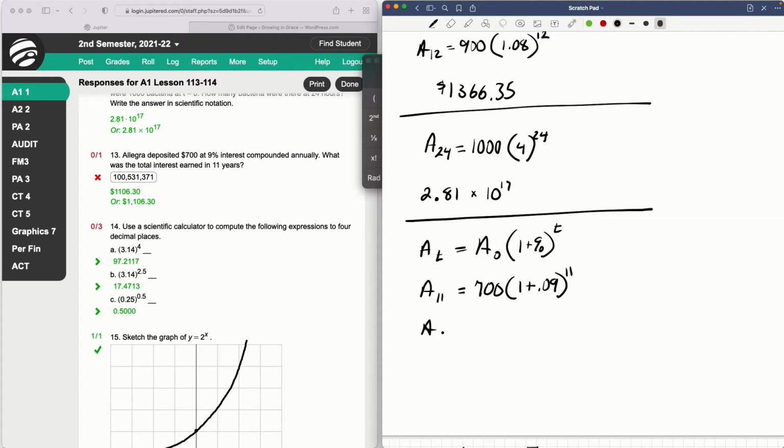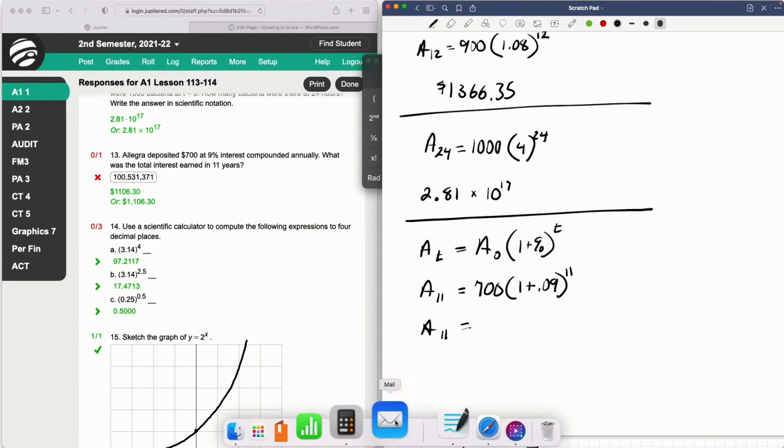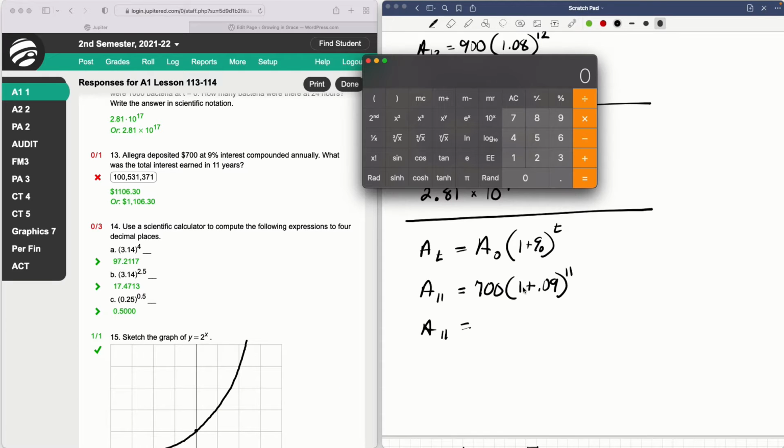All right, so the amount in 11 years is equal to, pull up my calculator. We do this part first. 1 plus 0.09 is 1.09. Hit the exponent key, xy, 11 years. Okay, that's my rate. Times 700 equals, we had $1,806.29. We'll round that up to 30 cents since it's over 5 here. So $1,806.30. But we got to subtract the original 700 because we just want to know what the interest is.